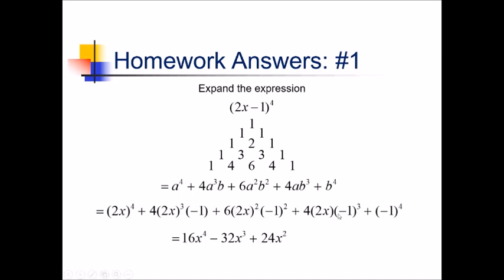And for this next one, negative 1 cubed is just negative 1. So this is negative 4 times 2x, or negative 8x. And finally, negative 1 to the 4th just comes out to positive 1.